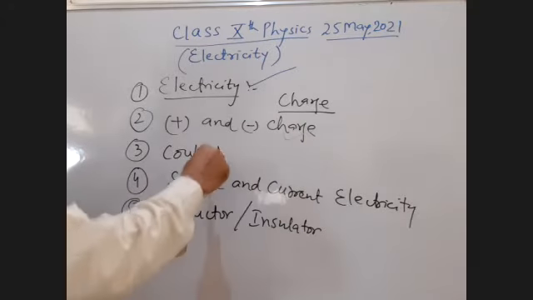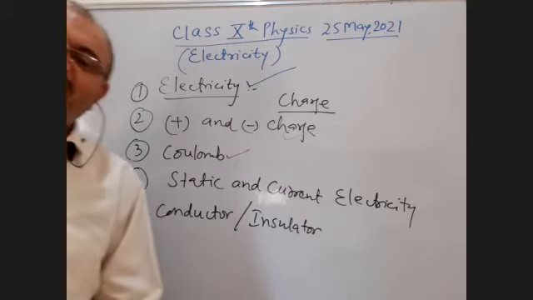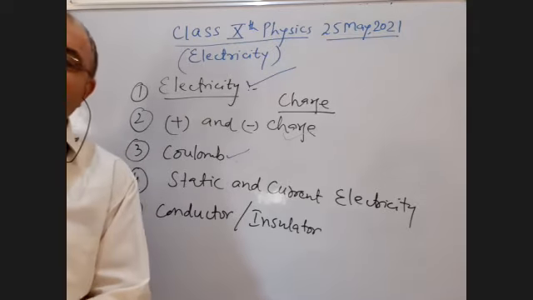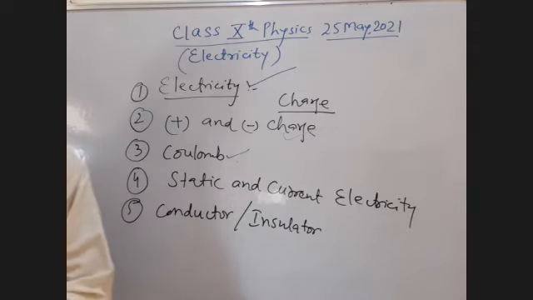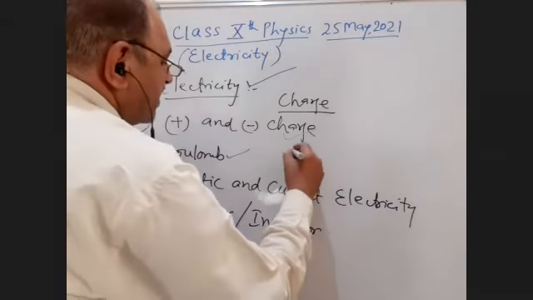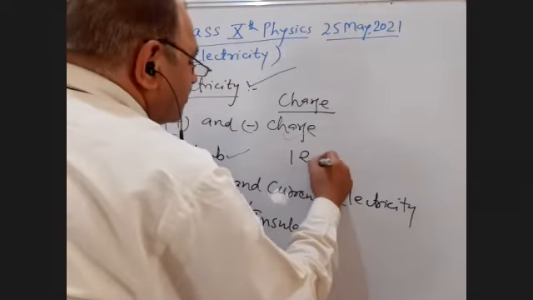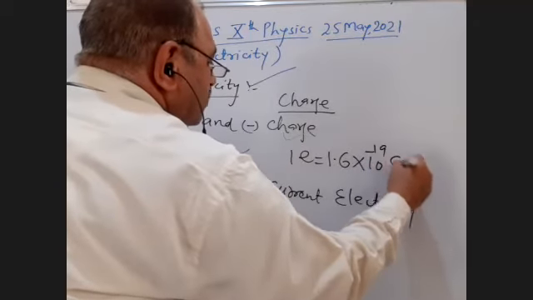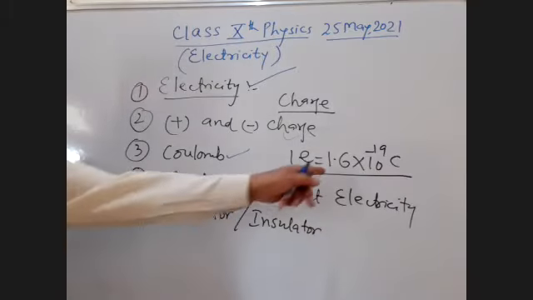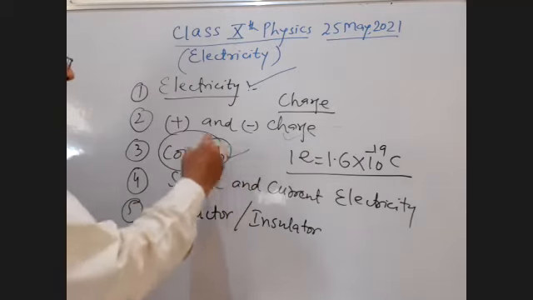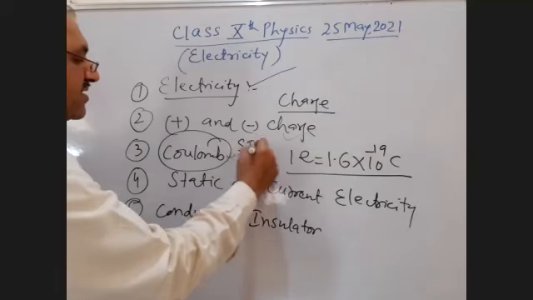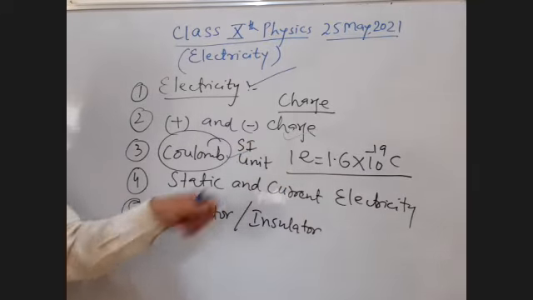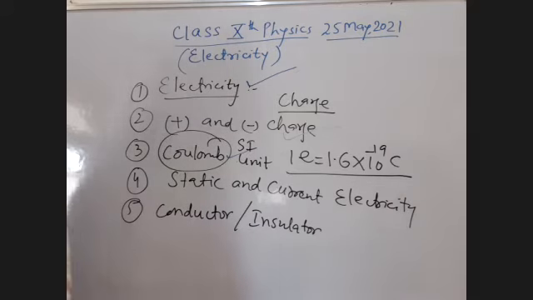Now third, it is Coulomb. Coulomb is the SI unit of electric charge. And students, you know that 1 electron is equal to 1.6 10 to the power minus 19 Coulomb. Coulomb is the SI unit of charge. It is clear.